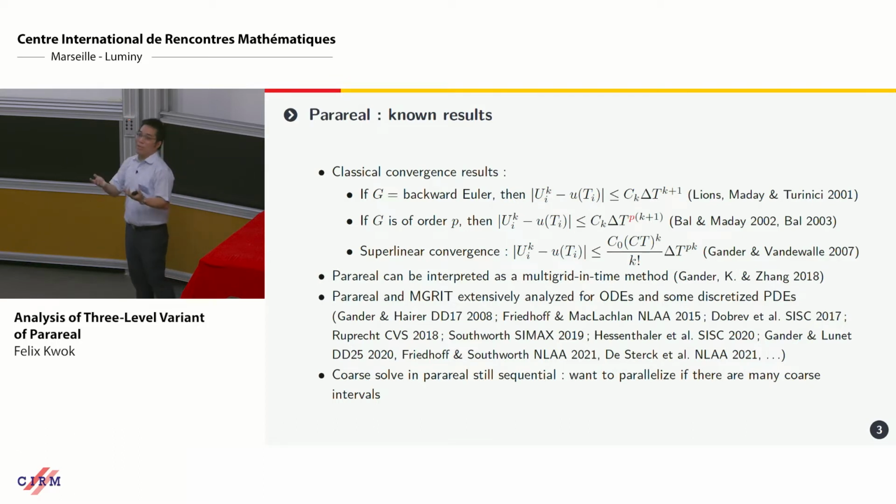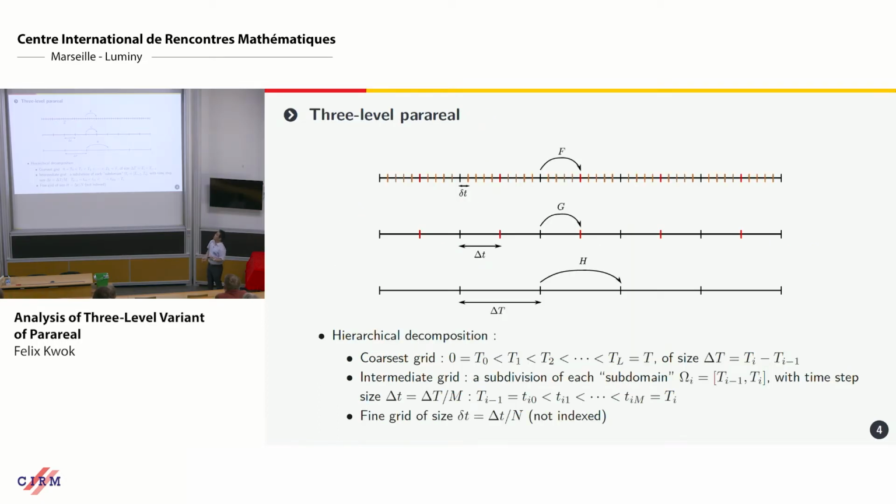Now, of course, the issue if you have a two-level method is that if you have many coarse intervals, that piece is still sequential. So if you have many of them, that could become the bottleneck. That motivates whether you can parallelize that sequential piece in order to get more parallelism out of it. Of course, there are many variants of writing down a multilevel parareal method.